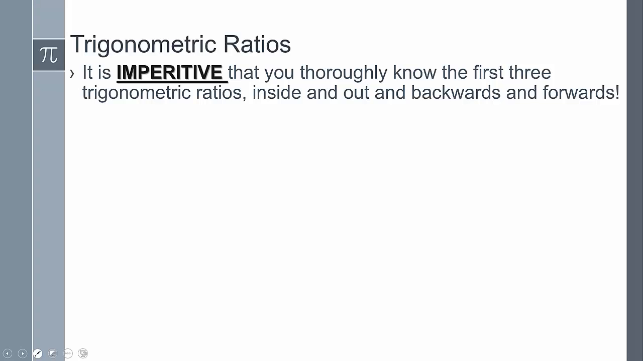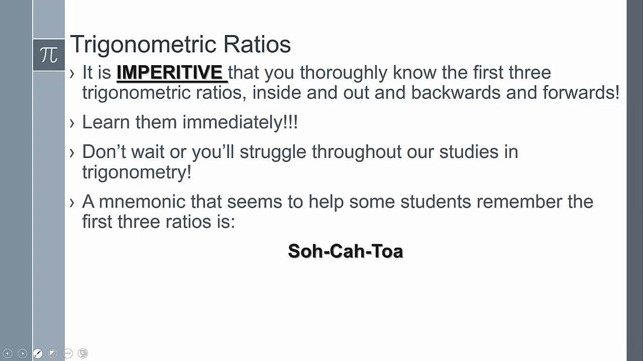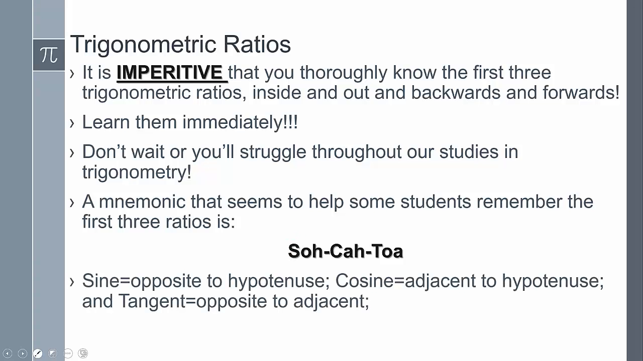Now, it's important that we remember these. It's important. And there's a mnemonic that helps us remember those first 3 ratios. SOH CAH TOA. Sine is opposite to the hypotenuse. Cosine is adjacent to the hypotenuse, and tangent is opposite to the adjacent. So this piece right here, we've got to have that memorized. All of this is important for us to be able to memorize.